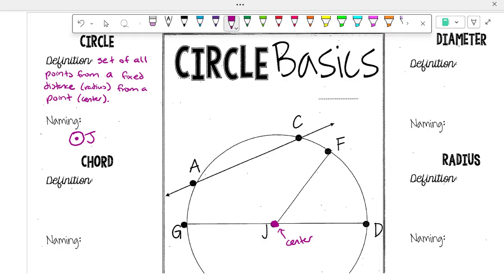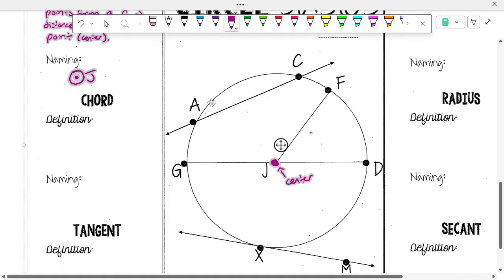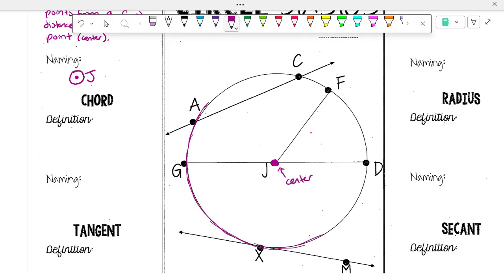Just like if you're naming a triangle, you put the little triangle in front of it. With circles, you draw a little circle, but you put a dot in it so that they don't mistake it for a 0 or an O. So this right here is my circle. And obviously, y'all should at least recognize what a circle looks like. That's kind of kindergarten.